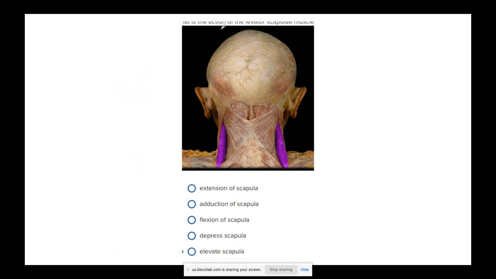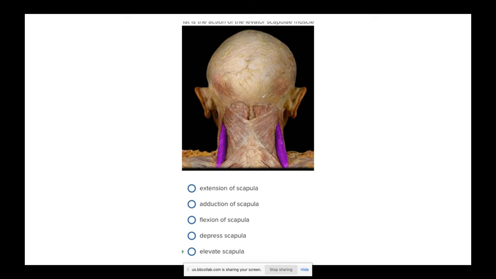Okay, it's a little bit cut off, but I'll read you the question. It's saying, what is the action of the levator scapula? So it's telling you the muscle that this is. Now, what's the action? Is it going to extend the scapula? The scapula can't extend. If you go on YouTube and look at some of my videos where I actually demonstrate the ranges of motion, the scapula does not extend. The scapula can elevate, depress, protract, retract, and it can upward and downward rotate.